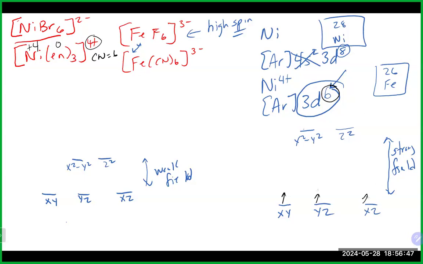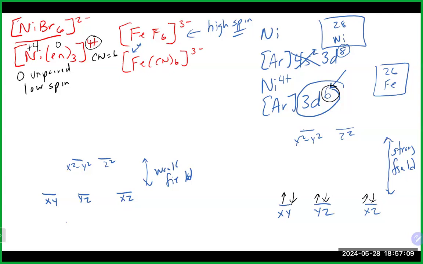Decide that's a little too high. We'd rather fill up down here first. This is going to give us 0 unpaired electrons in this case, and definitely would be a low spin situation as we have a lot more paired electrons. We have no unpaired electrons in this particular case. Any questions on that one there?